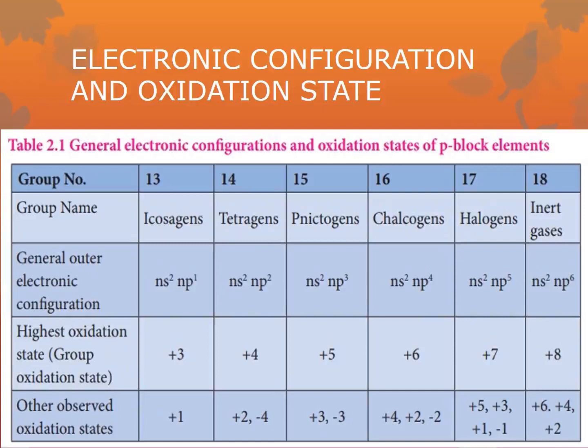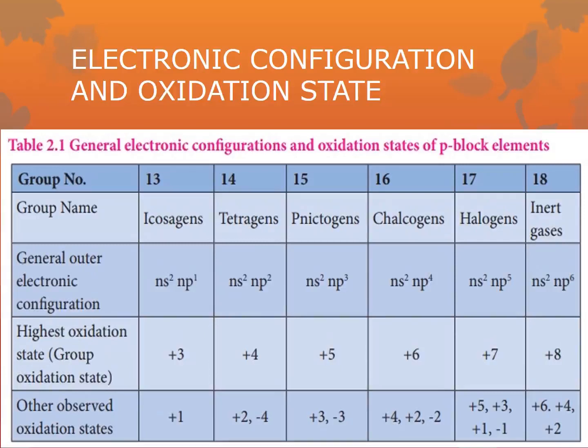Their outer configuration is ns2 np1, and for the 14th group the electronic configuration is ns2 np2, and for pnictogens ns2 np3, like that. So the ns2 will be the same, but the p value, np1, np2, np3, np4, np5, np6, only changes, okay.